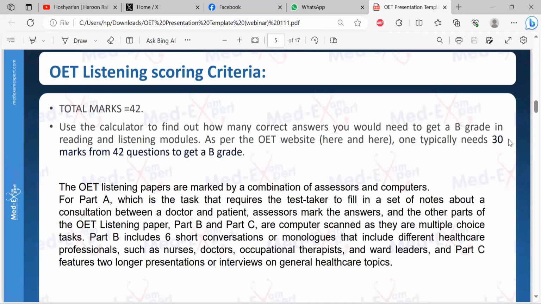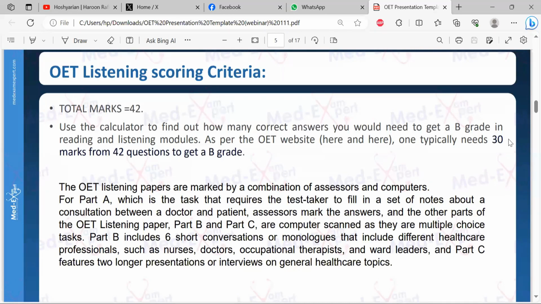If it is below 350, it must be C+, C, D, or some other grade. But if you are scoring 350 or above, then surely it must be B or A. Then you are in safe hands.